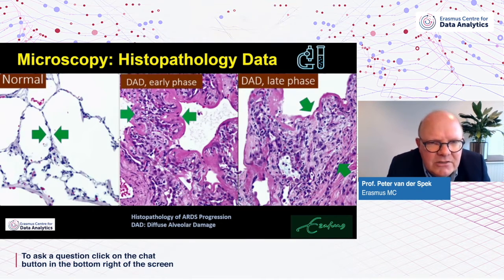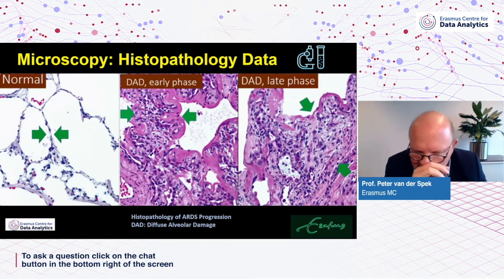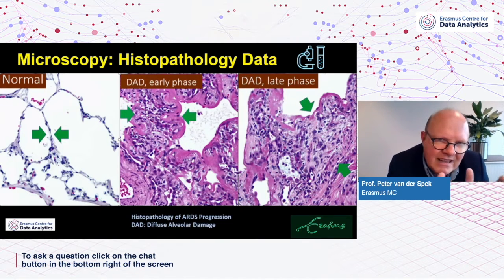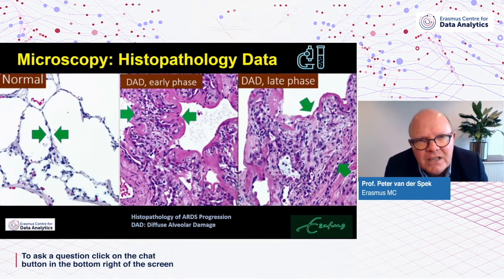Now, when you get diffuse alveolar damage, basically those walls are getting thicker and cells start growing there, which are not supposed to grow or proliferate. So you see that those walls get much thicker. Now, what's happening in the lungs are incredible amounts of tiny blood vessels, and there's a lot of air. And the air, with the fresh oxygen, is supposed to get into the small blood vessels.